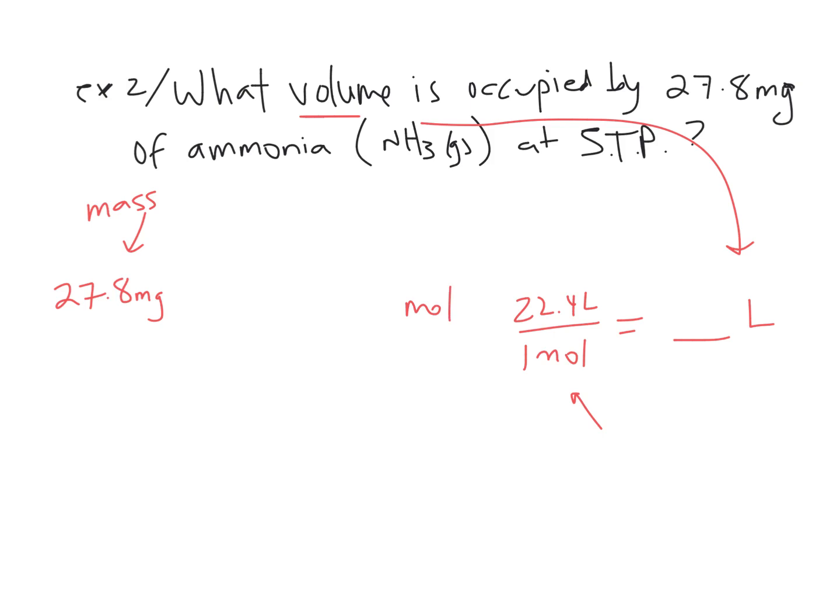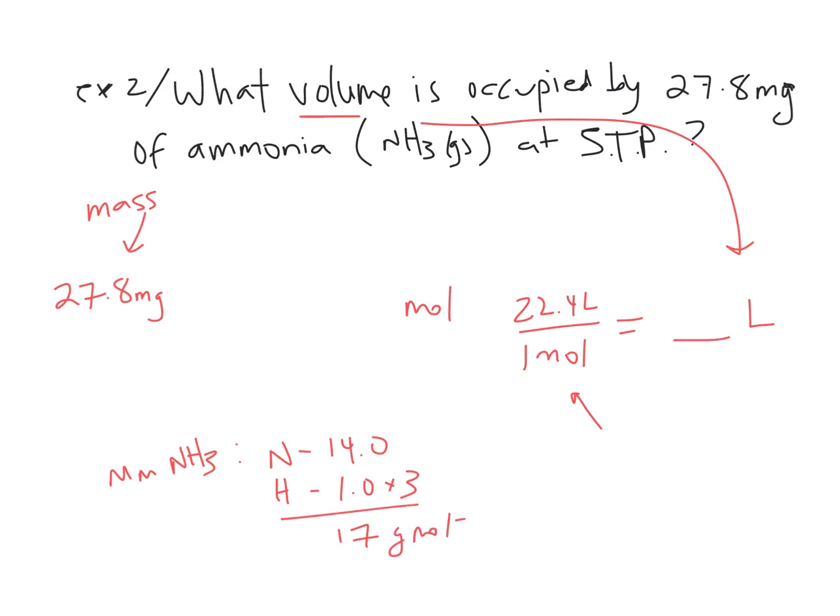How are we going to get from mass to moles? Well, you should hopefully realize that to get from mass to moles, we have to use the molar mass. So let's look up the molar mass on the periodic table of NH3. You're going to find that nitrogen has a mass of 14, and hydrogen has a mass of about 1, and there are 3 of those, NH3. So in total, this is going to be about 17 grams per mole, okay?